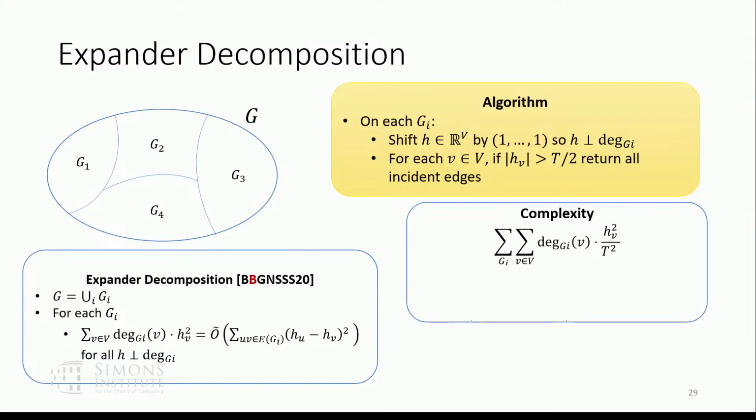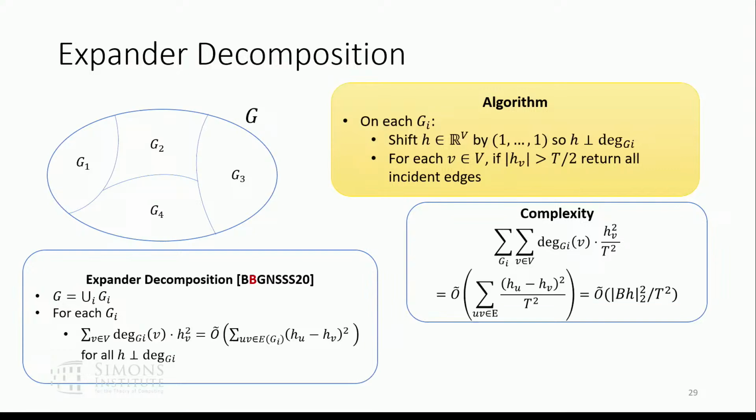Okay, so what's the complexity here? For every expander, we iterate over all the vertices and then check, is HV larger than T? If that's the case, we return all the edges. Returning all the edges costs the degree of that vertex. You can think of that as something that's larger than the indicator vector of you returning everything. If HV is larger than T, this fraction is larger than what? So this is a bound on the complexity here.